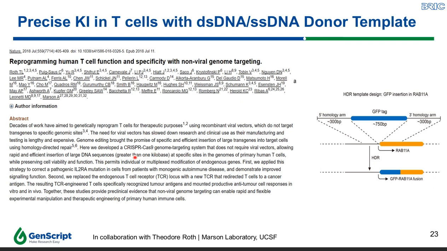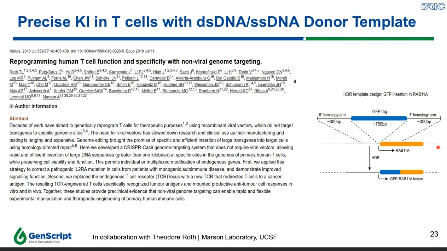And in this article, the authors described that they had successfully developed a CRISPR-Cas9 genome targeting system that does not require viral vectors, allowing the rapid and efficient insertion of large DNA sequences, greater than 1 kilobase, at a specific site in the genome of primary human T cells, while preserving the cell viability and function.